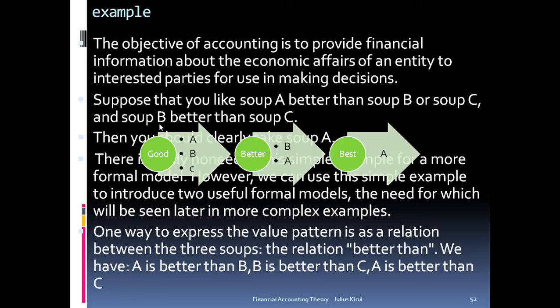Let's think from this perspective. We have good, better, and best. All these soups are good. But from our information, B and A are better. Now, since B and A are better, our interest is actually to go for the best. Between B and A, which one is best? A. So we go for A because A is best. Always we go for the optimal solution. So from this example, our optimal solution, which satisfies our need on the basis of certainty of information, is A.